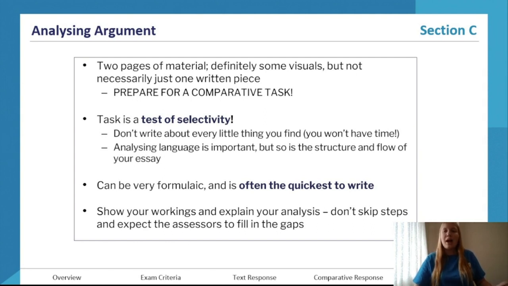This is the section you should absolutely start with, and you should be spending like 10 minutes of reading time planning for this. And hopefully at the end of the year, you get to a point where you're able to finish this section within 40 to 50 minutes. It is the easiest and fastest task of the exam.